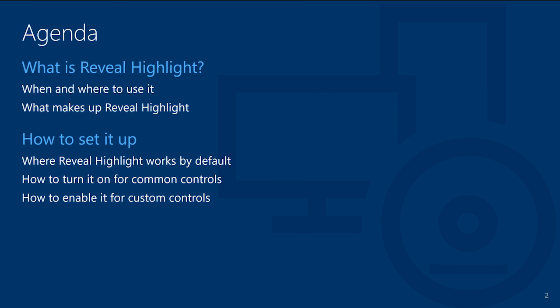So reveal highlight is our introduction to light in the UWP platform, and today we're going to be taking a look at when and where to use it, the parts that make it up, and how to set it up. And this is both where we'll be able to enable it by default, as well as how to enable it on the common controls through a style, and then on some custom controls that you might have.